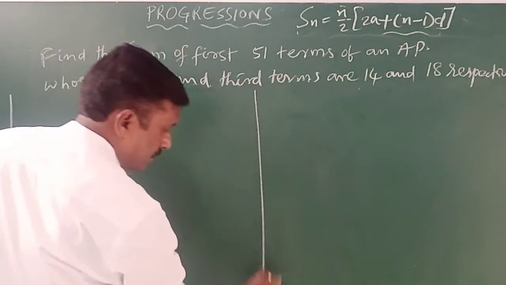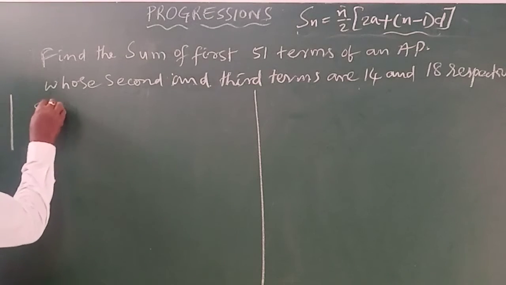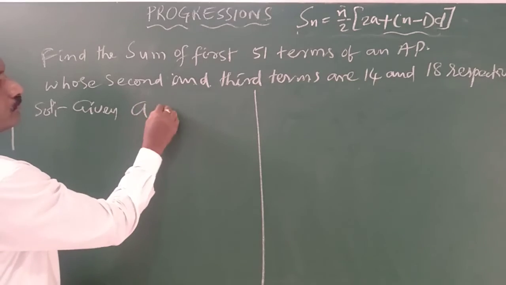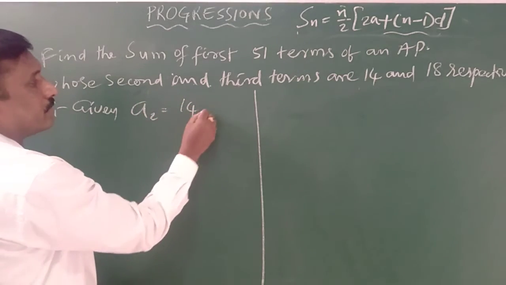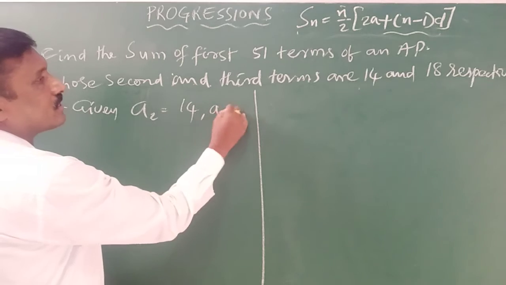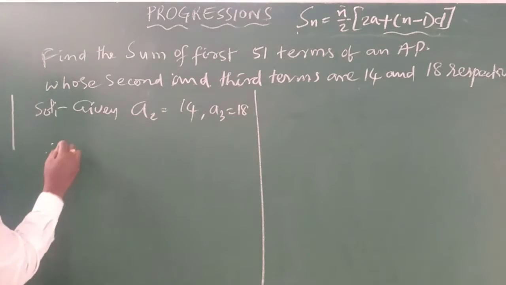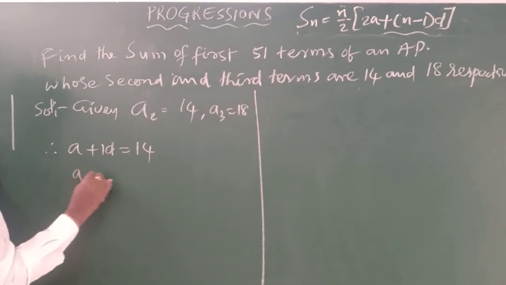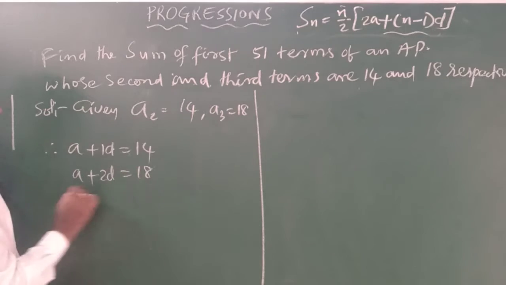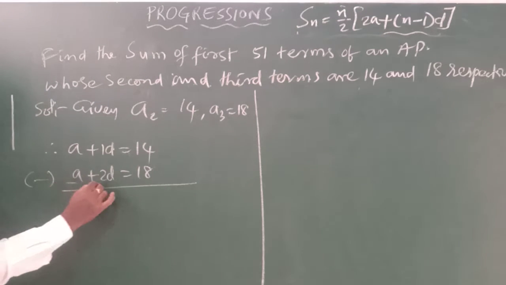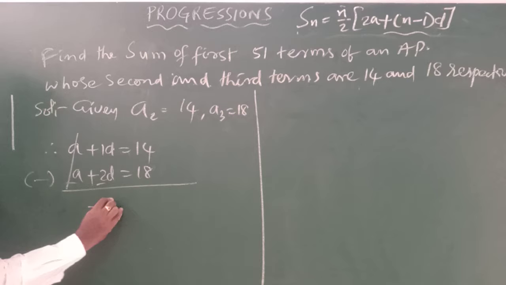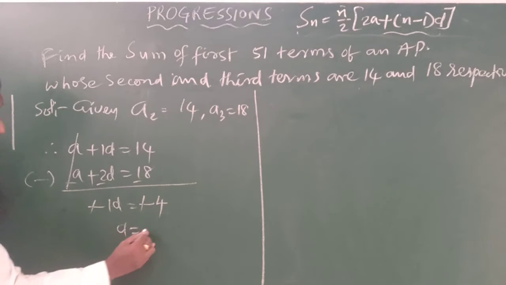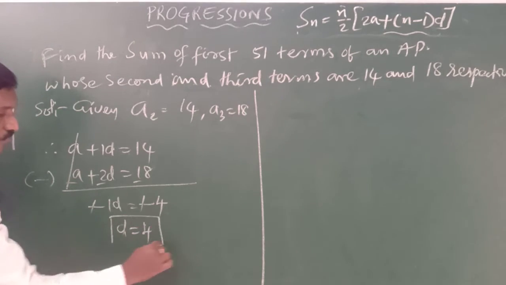So here, given the second term is equal to 14 and the third term is equal to 18. So I can write a plus 1d is equal to 14 and a plus 2d is equal to 18. By solving this, minus 1d is equal to minus 4. So you are going to get d is equal to 4.